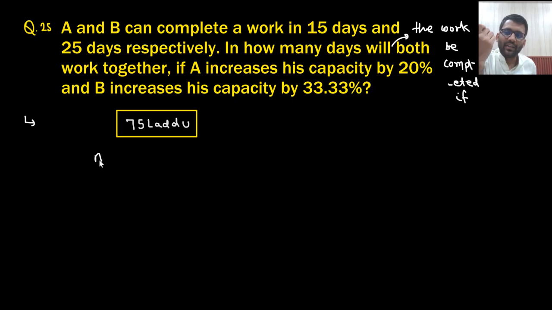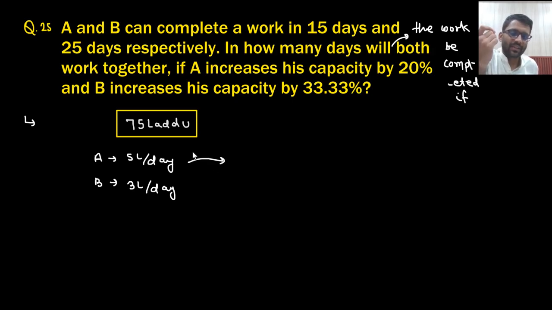A can do it in 15 days. That means 5 laddu per day. And B can do it in 25 days. That means 3 laddu per day. Now A is increasing its capacity by 20%.